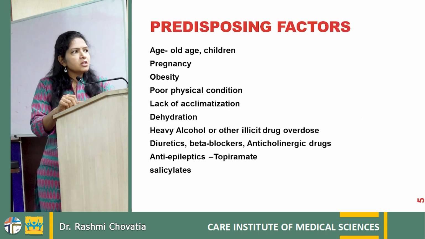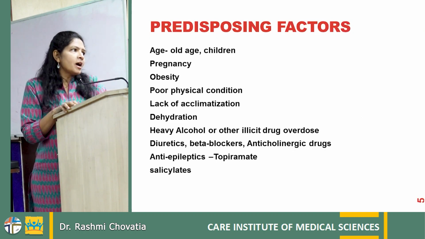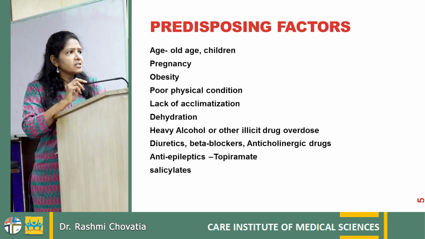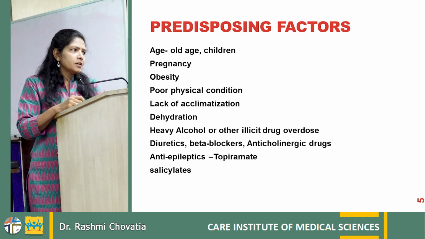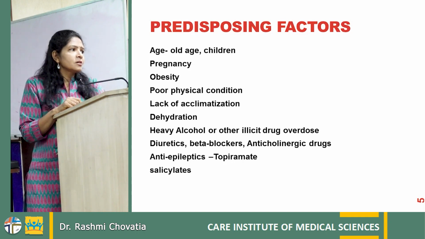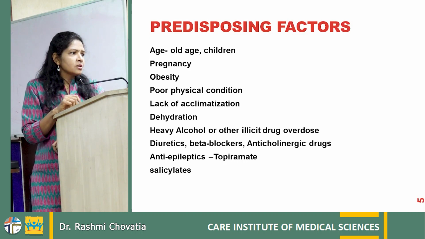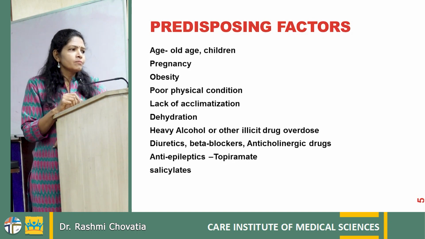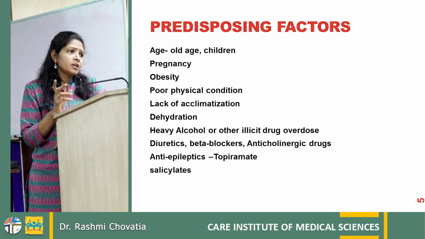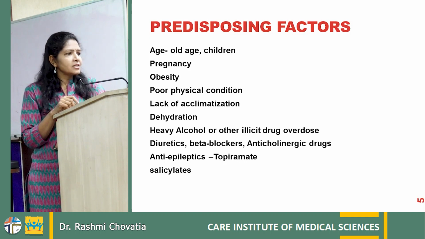What are the predisposing factors for heat-related illnesses, especially severe heat illnesses? They are the extremes of age, old age and children, pregnancy, obesity, poor physical condition, like those who are not physically fit, lack of acclimatization, dehydration, heavy alcohol or other illicit drug overdose, cardiac patients, those who are on diuretics, beta blockers, or some psychiatric patients who are on anticholinergic medication, anti-epileptics like topiramate, and salicylates.